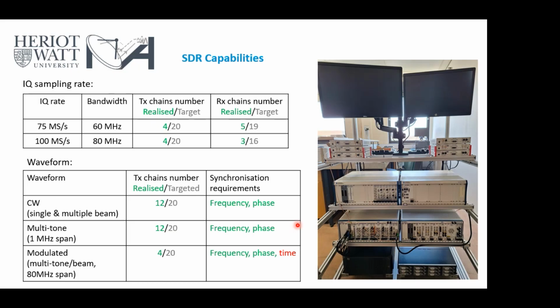Later, we're also working on enabling modulated signals, which definitely require higher sampling rates, like 100 Mega IQ samples. We have 4 realized and 20 is the target. The problem we're facing here is to align the trigger between all the SDRs, because otherwise the samples sent out will be messed up.